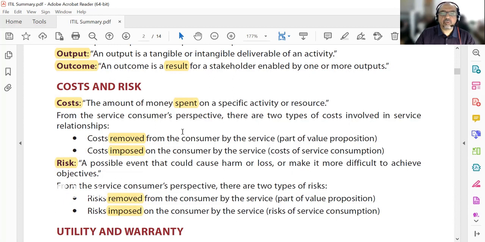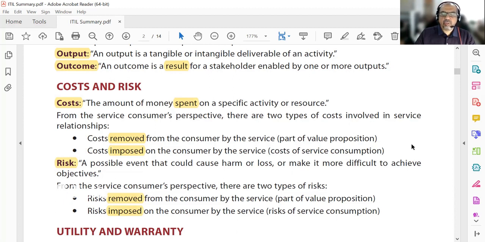So the answer for the question about should we move to the cloud, should we outsource service desk, should we upgrade to whatever Windows or Linux or whatsoever, depends on the answer for these questions. Three questions actually. Benefits, the outcome we are getting. Costs, the balance between the costs removed and the imposed. Risks, the risks removed and imposed.